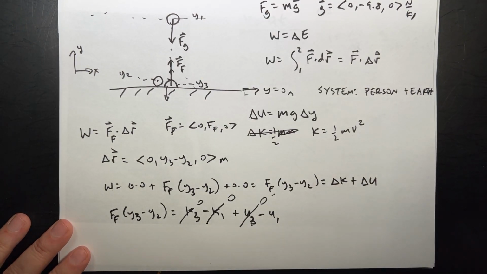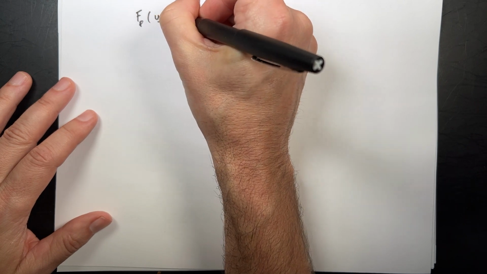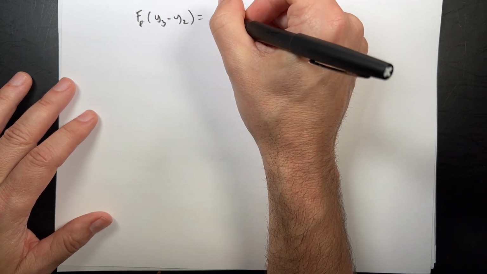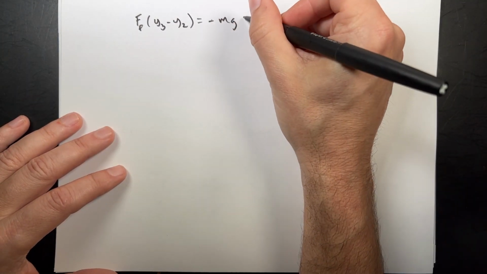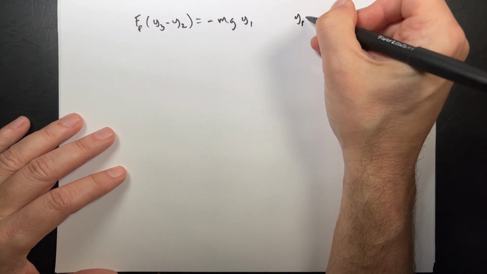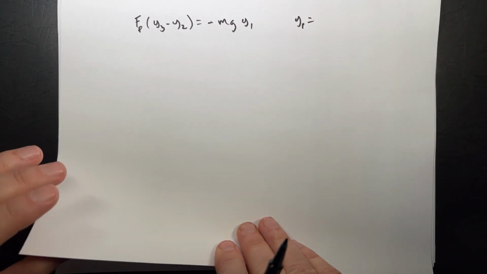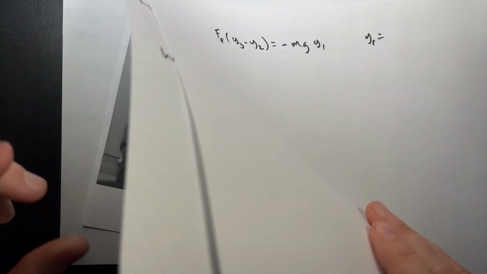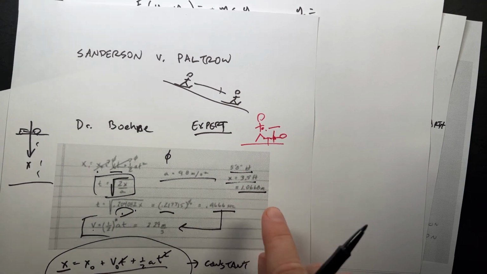So if we put this all together, new sheet of paper so I can calculate stuff, I can get the same answer. So I get F times y3 minus y2 is negative mg y1. So y1 is going to be equal to the height. What did they use? They used 3.5 feet. Where's the value? Oh, here it is. 3.5 feet was 1.06 meters.